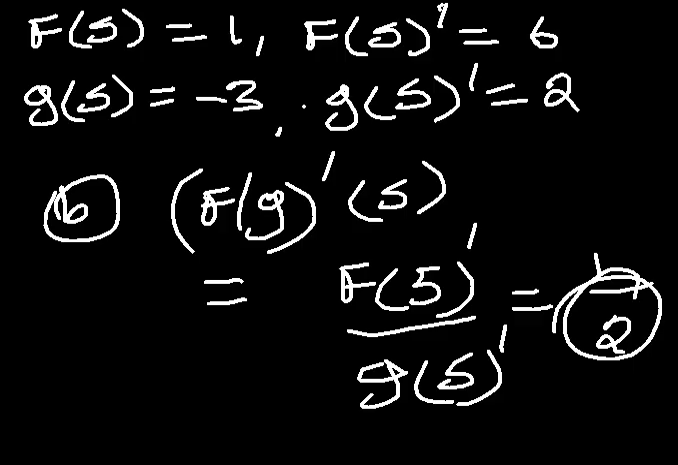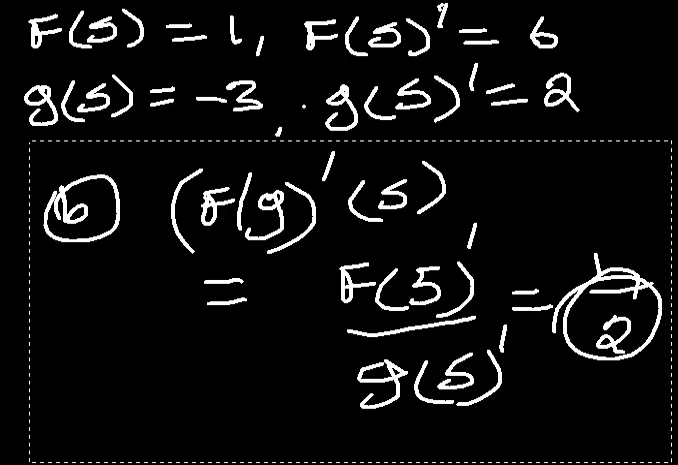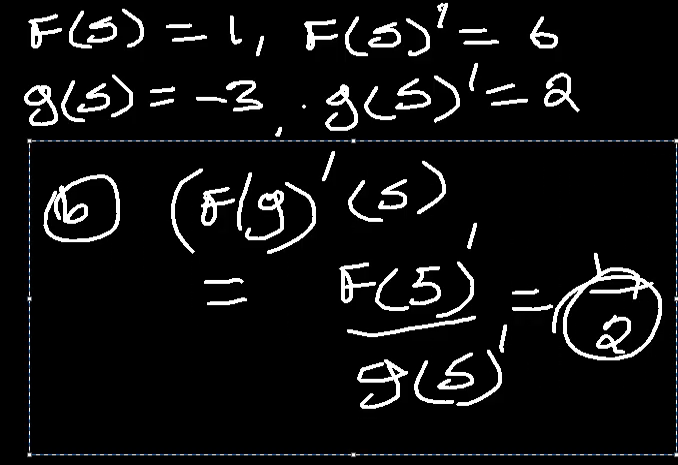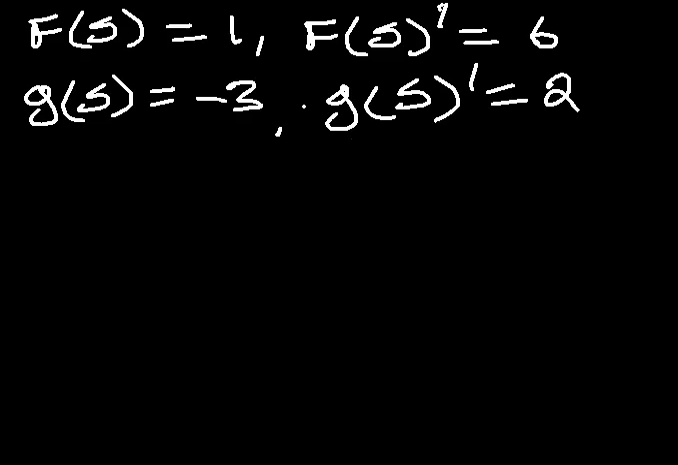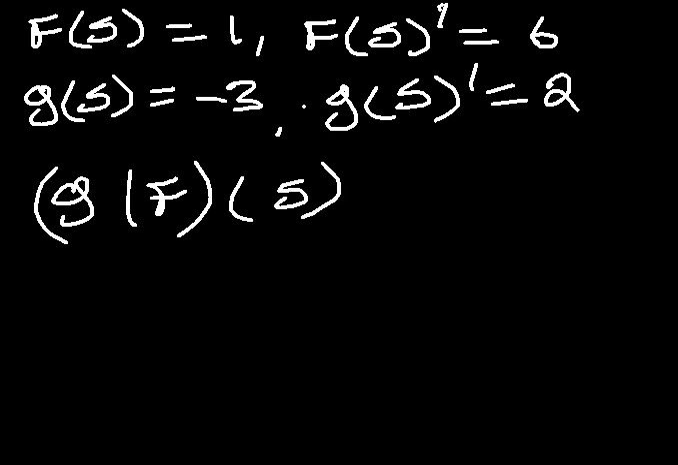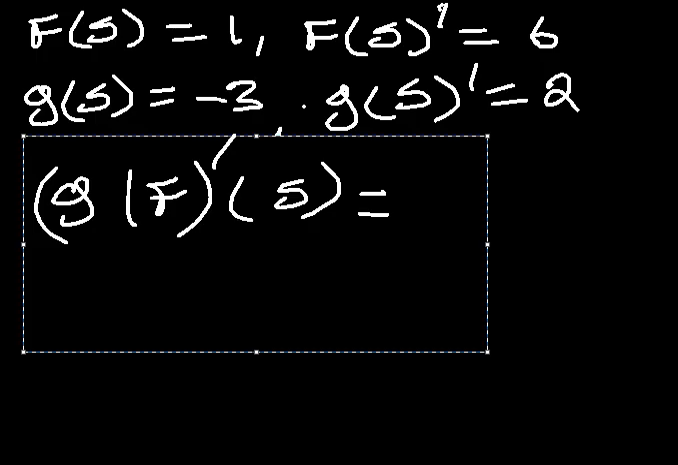Now how about part c. Let's say we have (g/f) prime of 5. In this case the principle remains the same. This is the same as g prime of 5 divided by f prime of 5. So that is how you should get it.